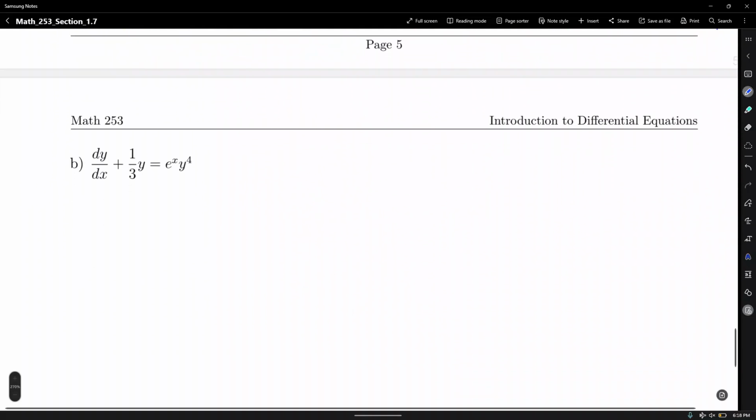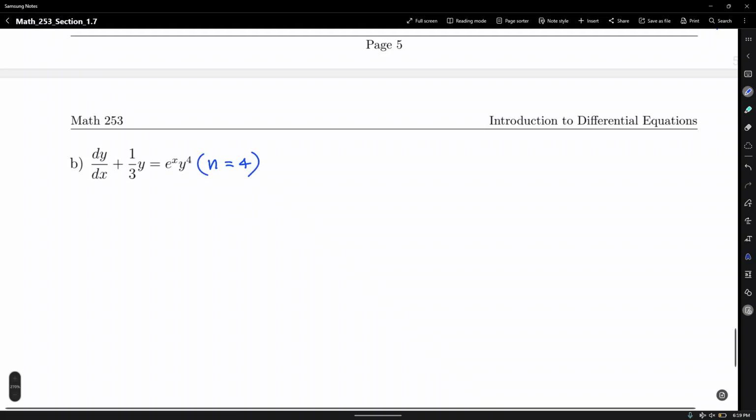Okay. So we have the equation dy/dx plus 1/3 y equals e to the x times y to the fourth power. All right, so this is a Bernoulli's equation because we have the derivative term plus some function of x. I know there's no x, but that 1/3 is technically a function of x, times y to the first power, equals some function of x times a non-linear factor of the dependent variable. Okay, so let's identify the value of n. Isn't that 4 in this case? So n equals 4.